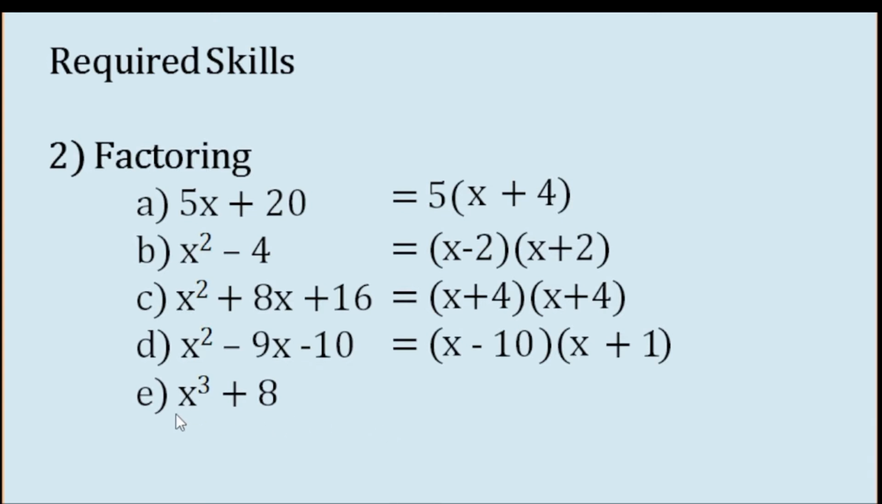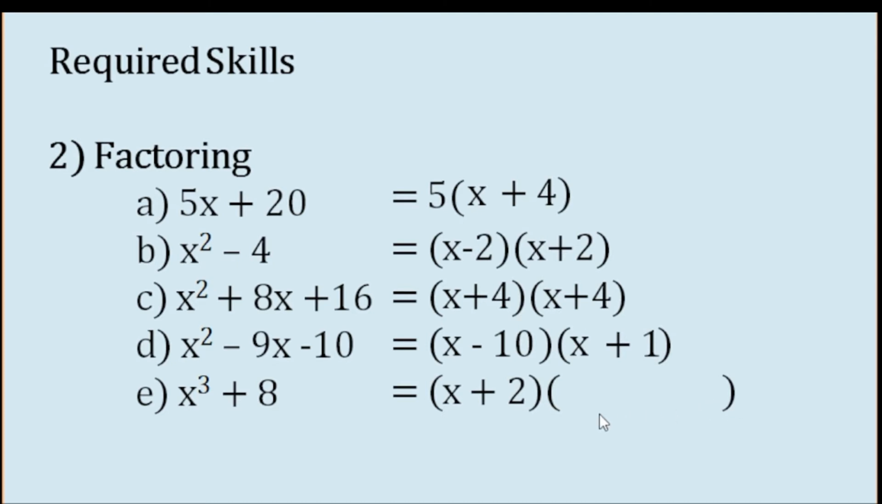The last type here is factoring the sum of two cubes. So there are actually two factors here. The first one is a binomial, and the second one is a trinomial. The binomial comes from the cube root of x cubed plus the cube root of 8. So that's going to be x plus 2. Cube root of x cubed is x. Cube root of 8 is 2.